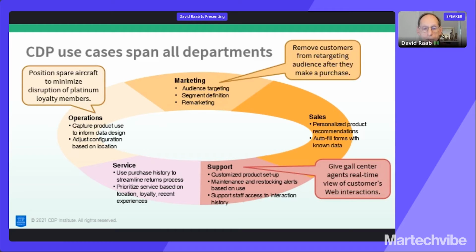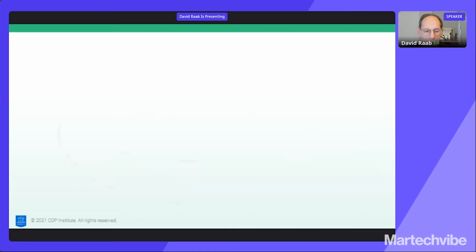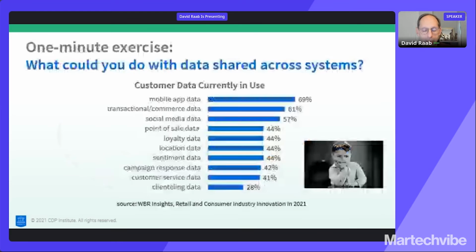And here's some typical use cases. We have our one about removing the retargeting audience after they make a purchase, my Kayak problem, but also giving the call center agents a real-time view of web interactions, very common. Positioning the airplane operationally is a real case where they put the airplanes where the frequent flyers were, so they could make sure that if they needed a spare, they would inconvenience the fewest frequent flyers. So any department, every department can use a CDP. What would you do, is the question, if you could share data across systems.